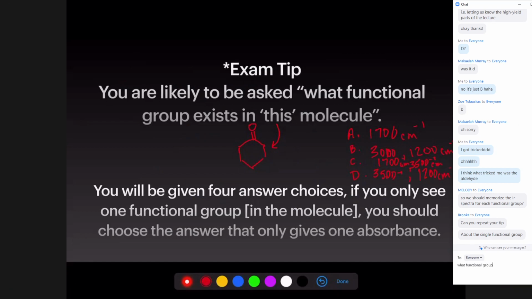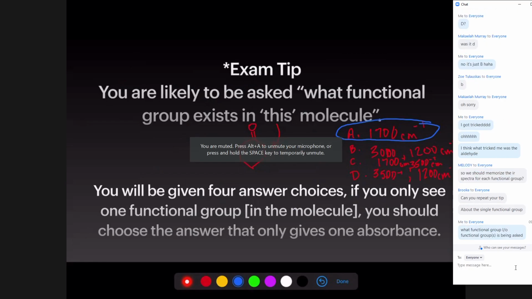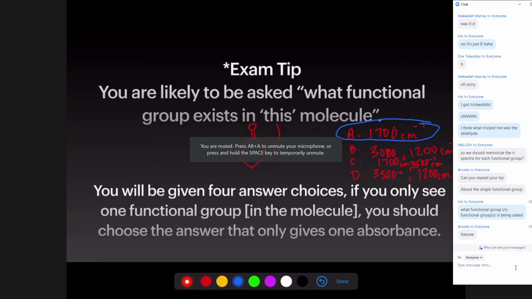So in the answer choices, you see that there's only one answer choice with one absorbance. So what functional group exists in this molecule? If you have these in your head already, you know that A is a ketone. Yes, exactly. What functional group exists in this molecule?